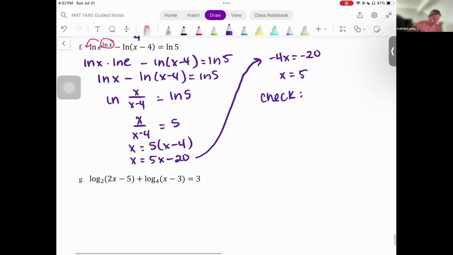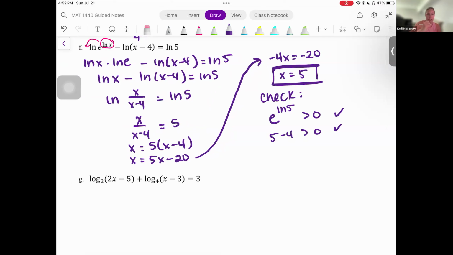Check, we've got two arguments. We've got e to the natural log of 5. That's greater than 0, and 5 minus 4 greater than 0. Both of those check out, so our solution is x equals 5.